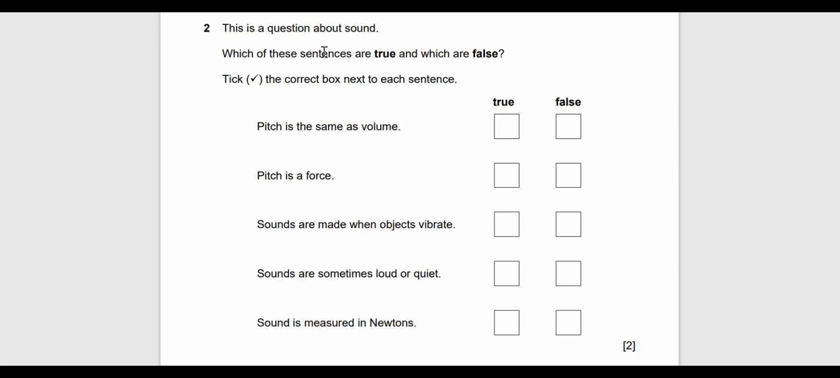This is a question about sound. Which of these sentences are true and which are false? Tick the correct box next to each sentence. Pitch is the same as volume. Pitch is a force. Sounds are made when objects vibrate. Sounds are sometimes loud or quiet. Is it true or false? Sound is measured in newtons. Is it true or false? You're given 10 seconds from now.